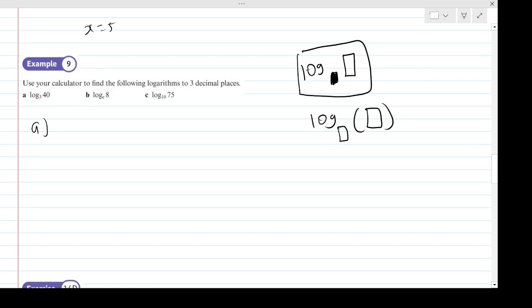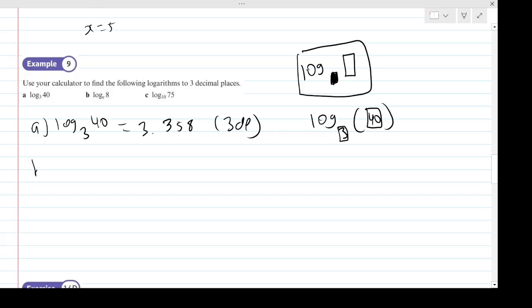If we use that for part A, log base 3 of 40: press the log button, the small box is your base. So I put 3 in here, and then 40 in the bigger box. If we put that in, you should get 3.358 to 3 decimal places when rounded.